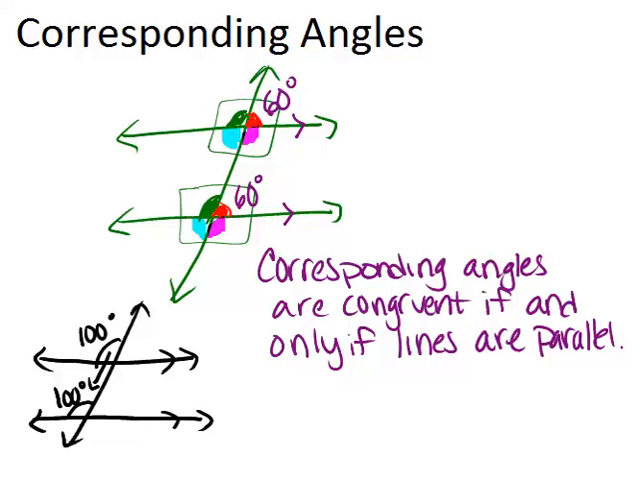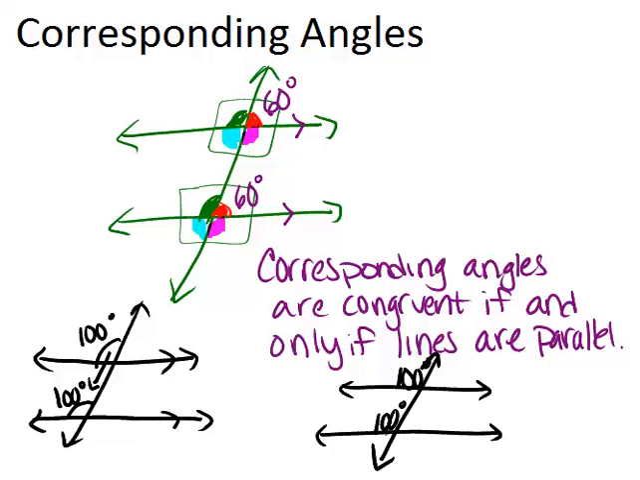The other way around is also true. So if we had two lines that are not marked as parallel, but we know that this angle is 100 degrees and this angle is 100 degrees, then I know because the corresponding angles are congruent that these lines have to be parallel.